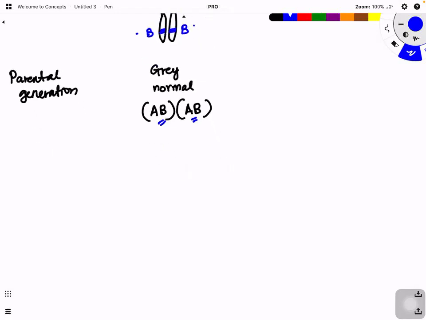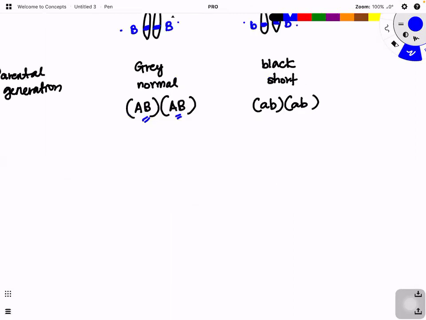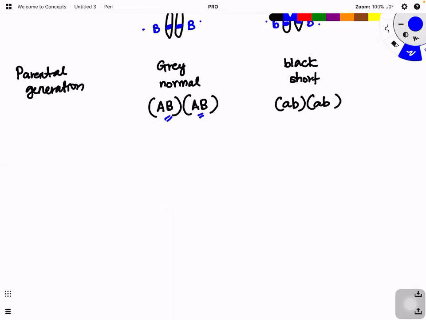So if I cross it with black body, short wing, I will have small a, small b, small a, small b. If I draw the chromosome out, it would be something like this: small a, small a, small b, small b. That's why small a, small b together, small a, small b together. So when fertilization takes place, this is the genotype, and I'm going to have the gamete genotype.